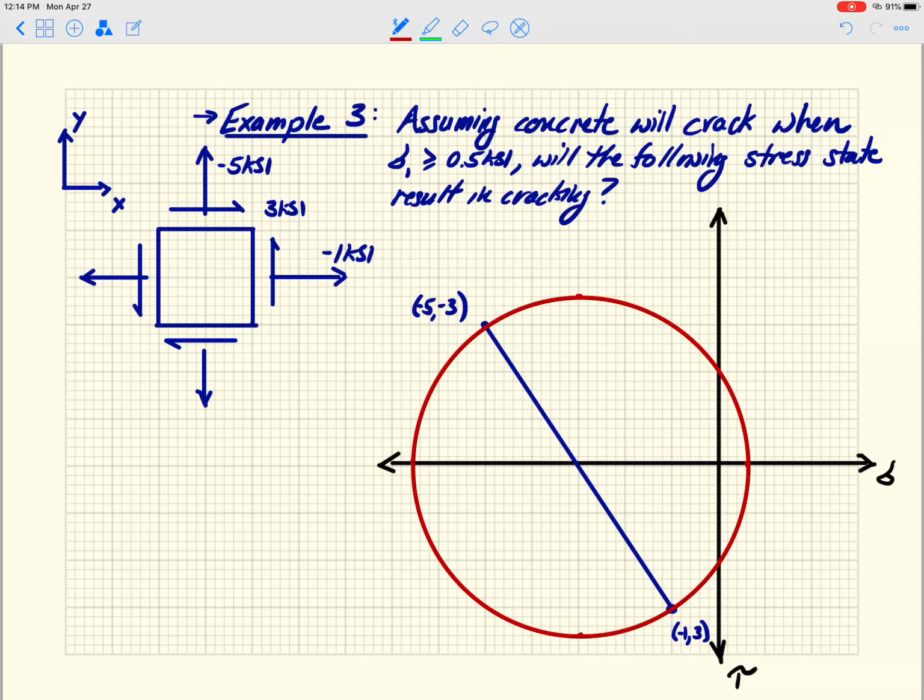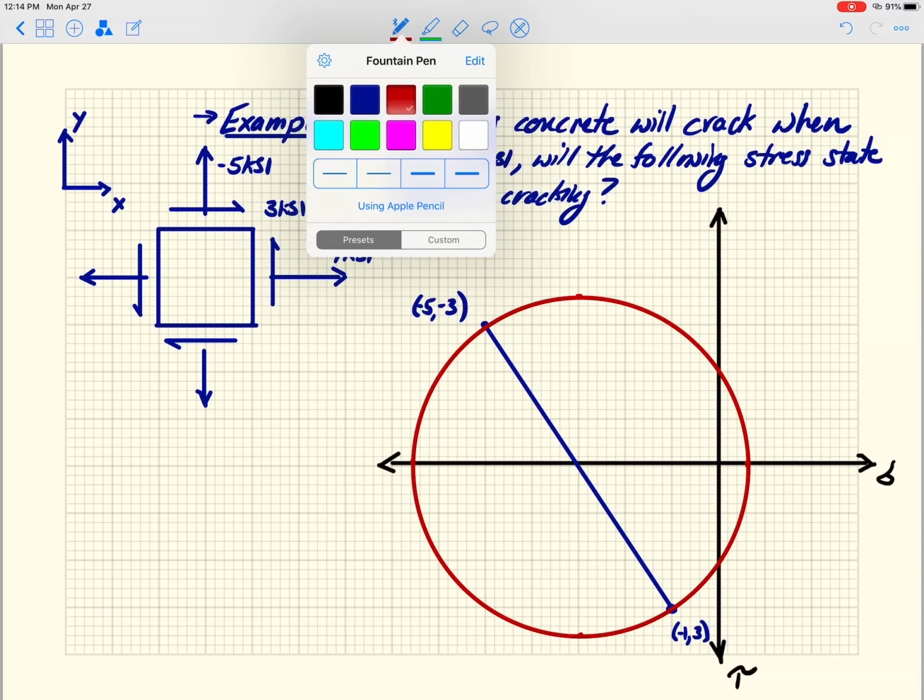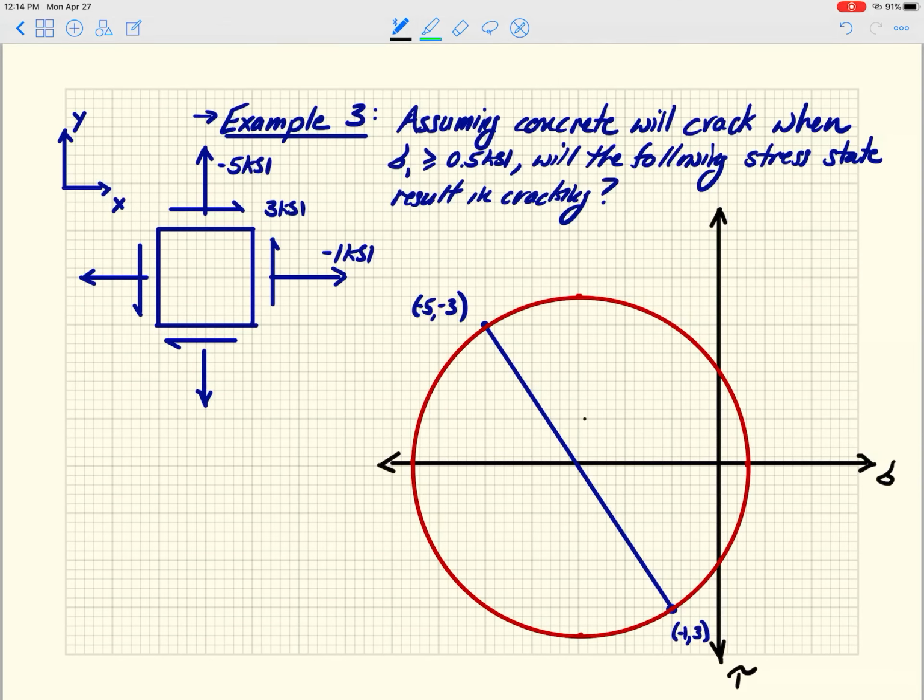So every pair of shear stress and normal stress that this particular stress cube can experience, depending on how I rotate it, is represented right here. One thing I should point out, I'll do it in black because it applies to everything, is that the center of this circle is actually at -3, 0. So that's the center of the circle.